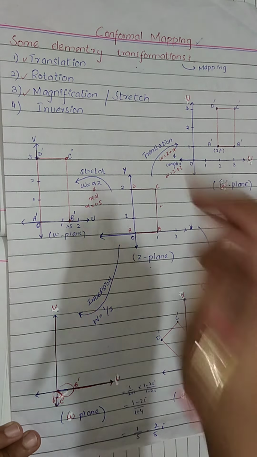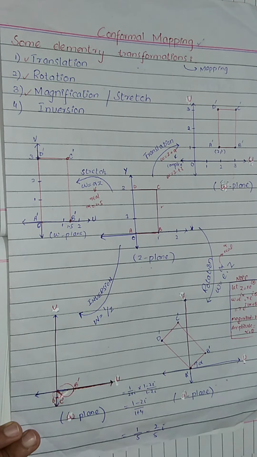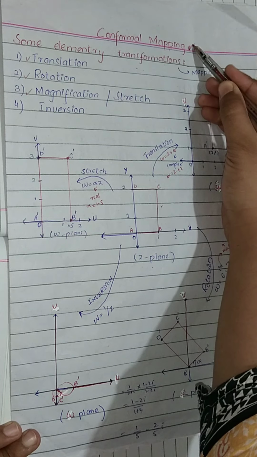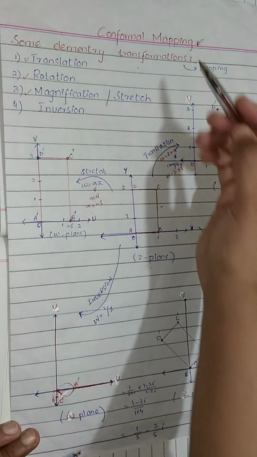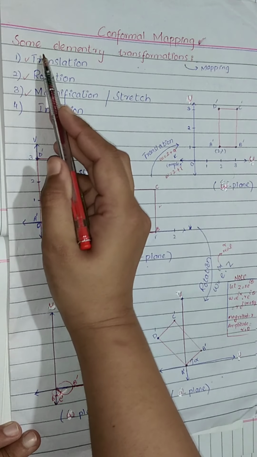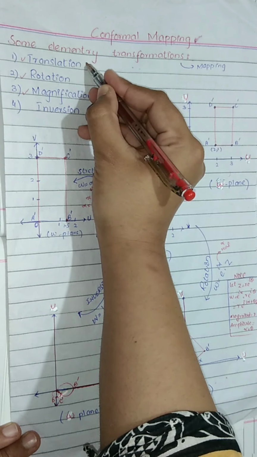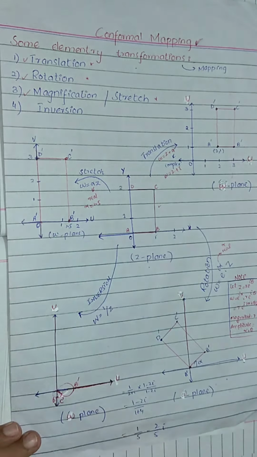Today we will discuss elementary transformations. In the previous lecture we discussed conformal mapping. If you have no idea about conformal mapping, then you can see the link given in the description. In elementary transformation we discuss translation, rotation and magnification or stretch.